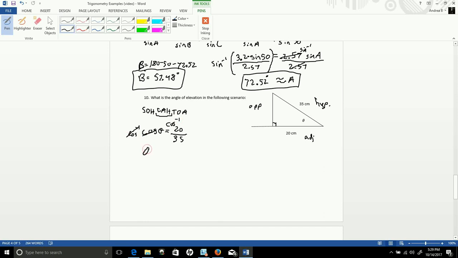So to figure out our angle theta here, we're then going to have to enter into our calculators the inverse cosine of 20 divided by 35. So here for your theta value, you should get approximately 55.15 degrees. And that would be for your angle of elevation there. So you do want to make sure, like normal, that you know how to enter those into your calculators, since it's a little bit different depending on what calculator you have for each of these. If you have questions on it, let me know.